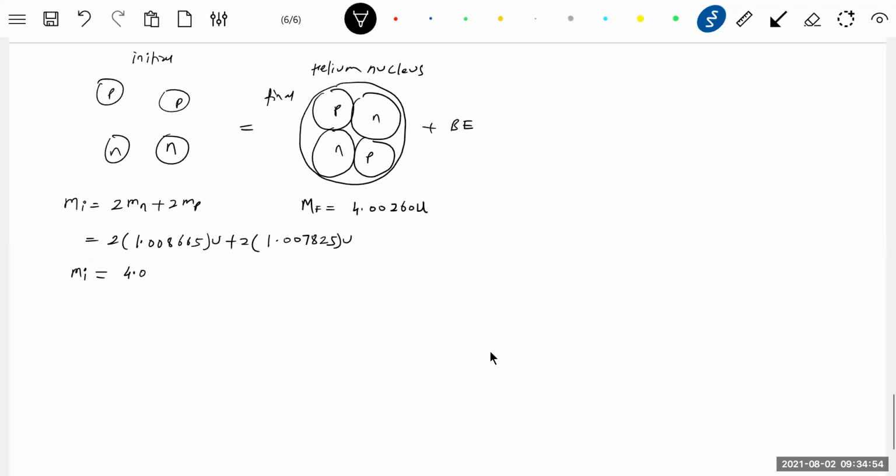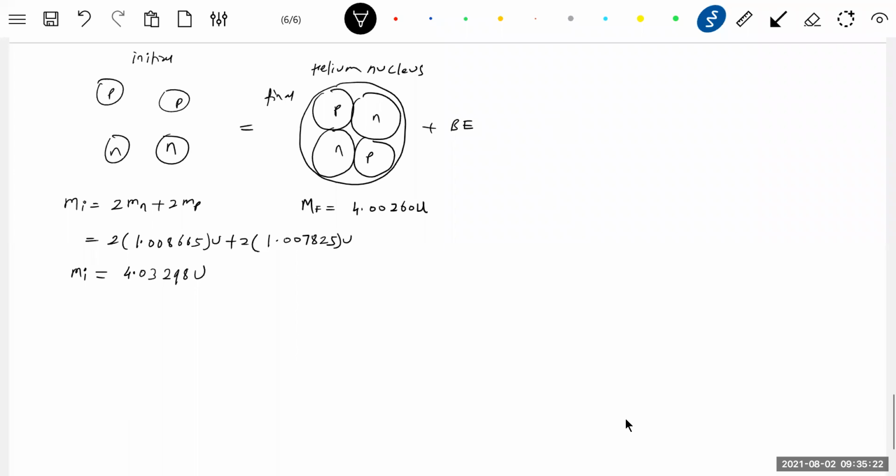4.0330, sir. 4.0330 U. So I considered only 2 decimal places, sir. No. You have to take 4 decimal or 5 decimal places. Please don't do any approximation. Very dangerous. 4.03298. Okay, thank you, Meghana and Gayatri.